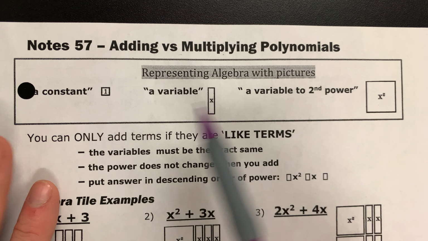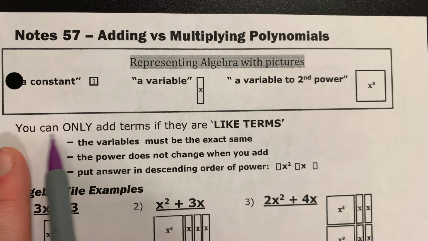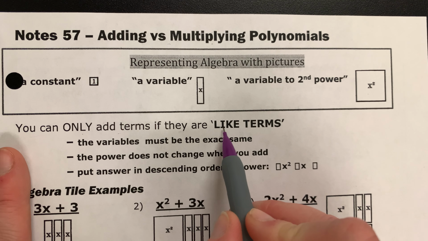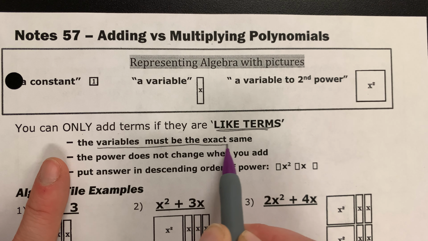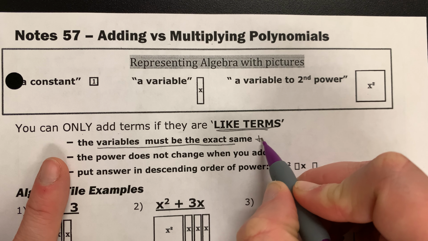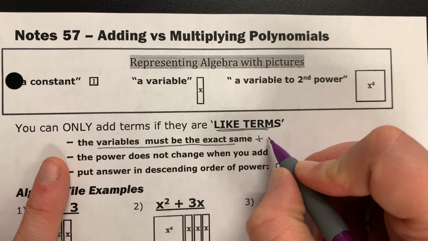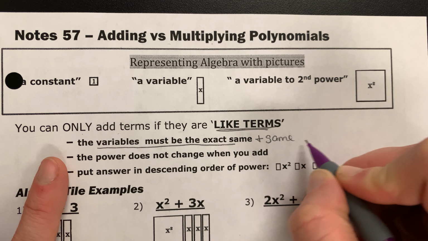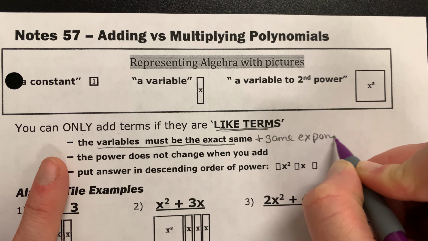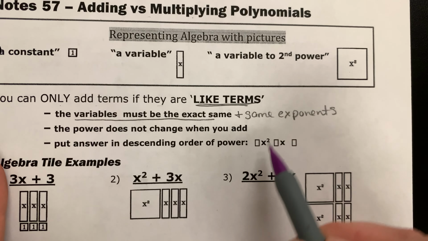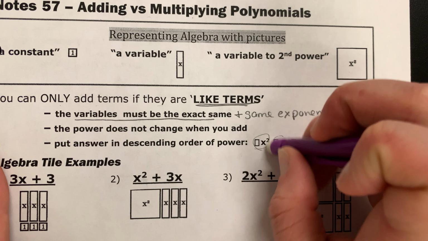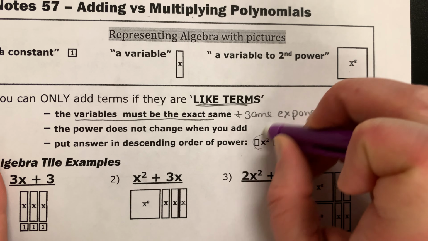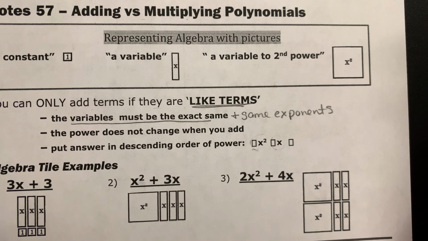Okay, remember that you can only add terms if they are like terms. That means the variables must be exactly the same, and same exponents. So for example, an x squared and an x are not like terms. They do not have the same exponent.